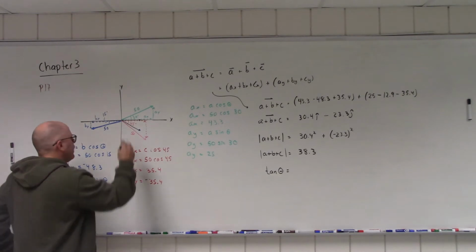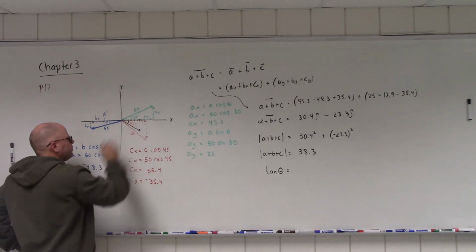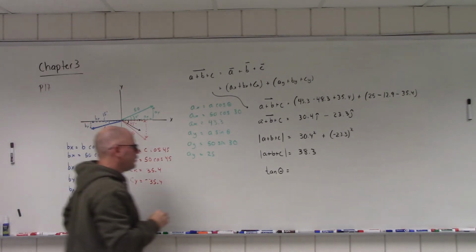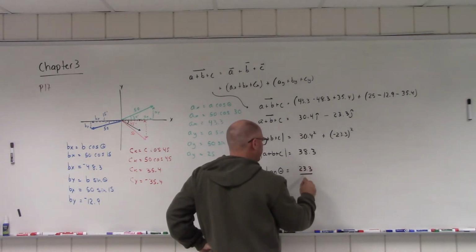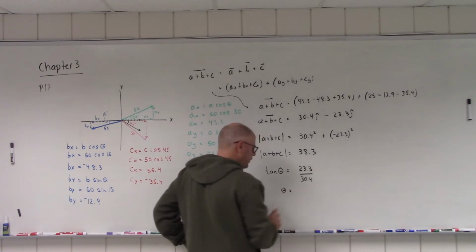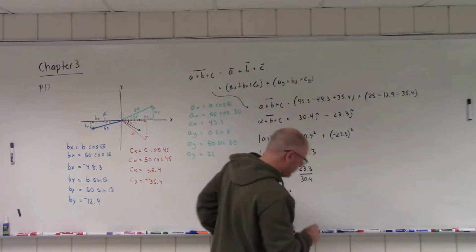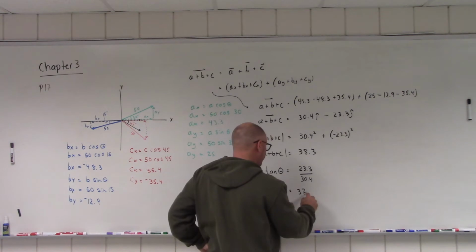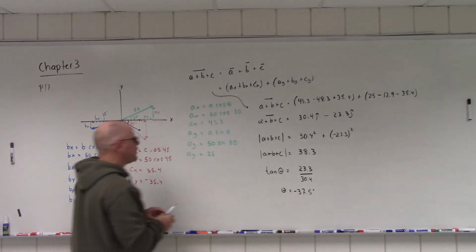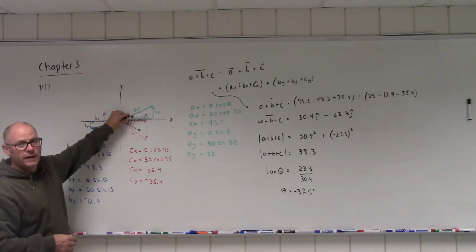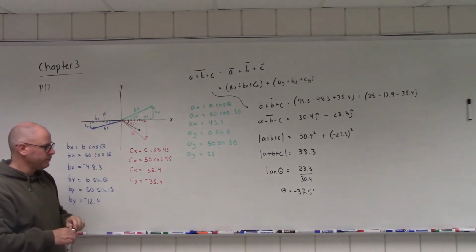So if we're going to get the angle, let's get this angle right here. So we're going to do the opposite, which is 23.3 divided by 30.4. Take the inverse tangent, and the angle is 37.5 degrees. Now, that's negative 37.5 degrees measured from the positive x-axis. So, like that.